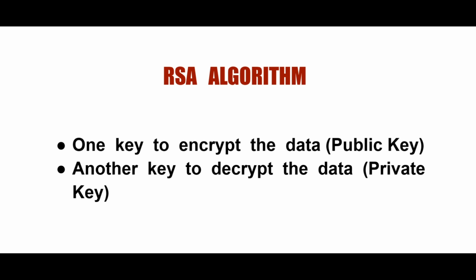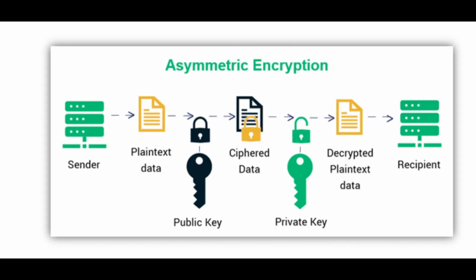RSA is an asymmetric encryption algorithm. In this method, we use two keys. One is a public key and the other is a private key. The public key is used to encrypt the data and the private key is used to decrypt the data. So let me explain the RSA algorithm with a simple example.